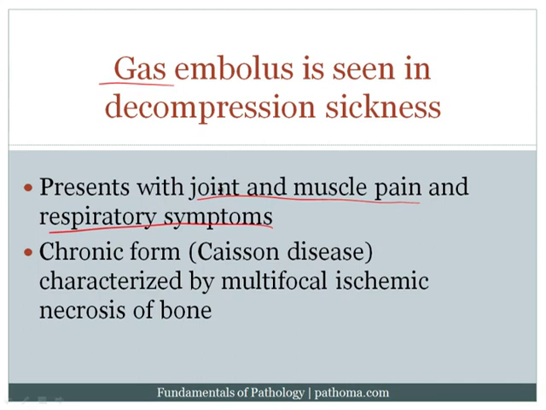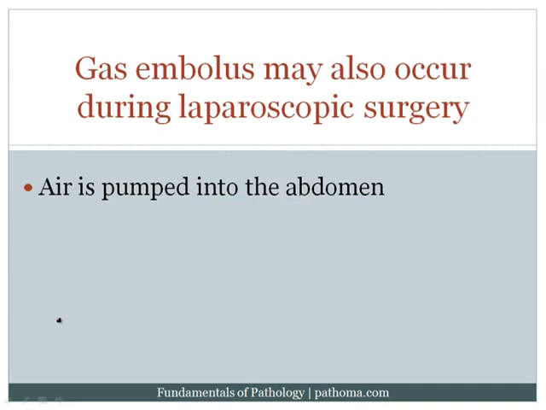Now there's a chronic form of this disease called Caisson's disease, in which patients have chronic gas emboli due to nitrogen, and in this particular case, those gas emboli would cause infarction of the bone, and so they get multifocal ischemic necrosis of the bone, and that's called Caisson's disease. Gas emboli can also arise when a patient undergoes laparoscopic surgery.